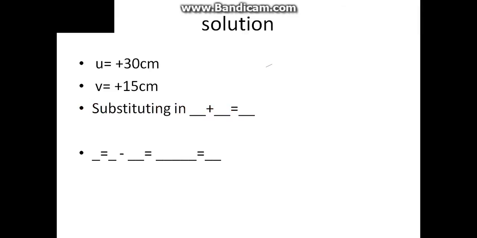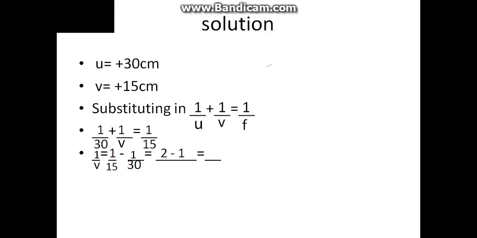Substituting in this formula, 1 over u plus 1 over v equals 1 over f. 1 over 30 plus 1 over v is equal to 1 over 15. Collecting like terms together, we have 1 over v equals 1 over 15 minus 1 over 30. Finding the LCM, we have 2 minus 1 all over 30, which is equal to 1 over 30. Therefore, v is equal to 30 over 1, which is 30 cm.